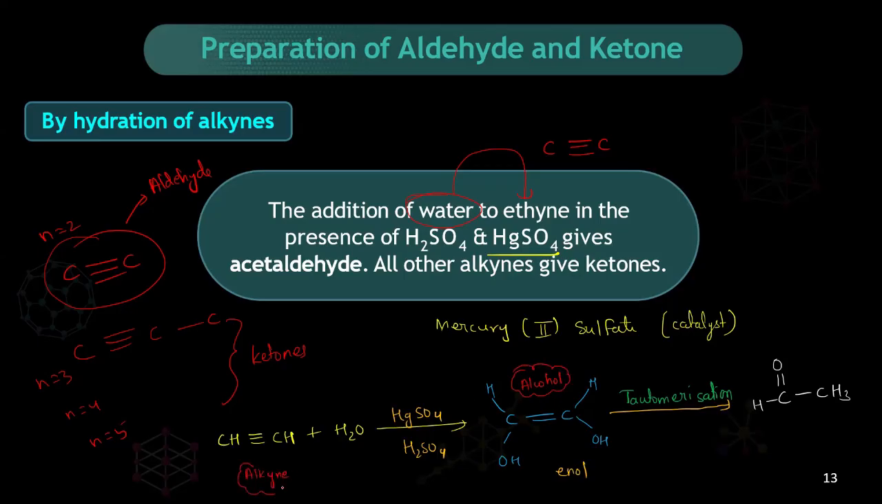What is this compound? Come on, guys, answer. So what is this? I told you here. When n is equal to 2, the ethyne will give the aldehydes, but when n is equal to 3 or 4 or 5, all these will produce the ketones. Leave that. What is this? COH, or you can say CHO. CHO is an aldehyde.